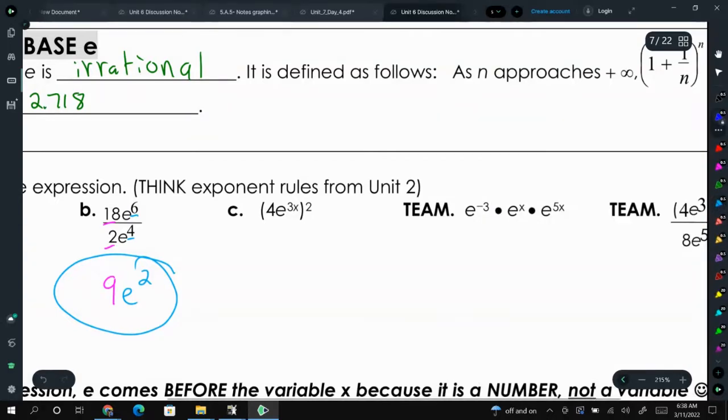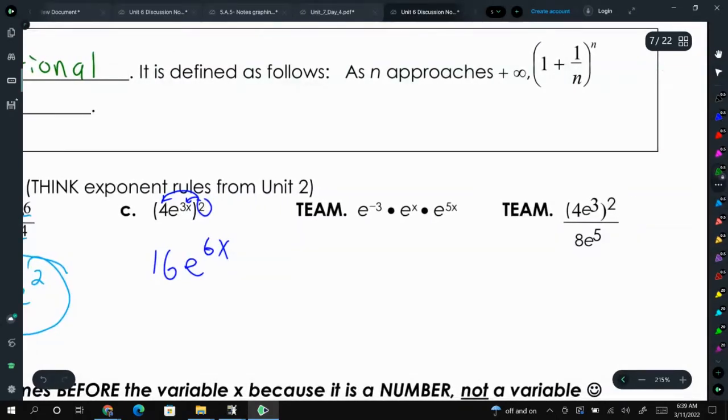Then letter C, we distribute that squared to both things. So that's going to be 4 squared, which is 16. e to the 3x times 2 is going to be e to the 6x power. Over here we have the base e, and we're going to add these exponents. Well, we can't add negative 3 and x. So we're going to take e, add our x's. 1x plus 5x is 6x. And then this minus 3 will just get tagged along because we can't combine those. So it will stay like this.